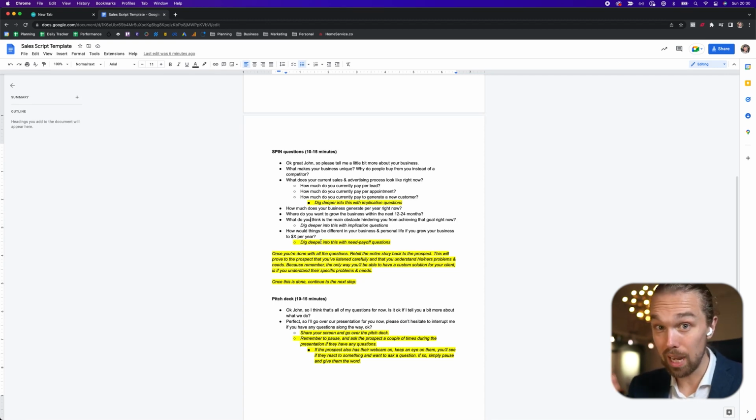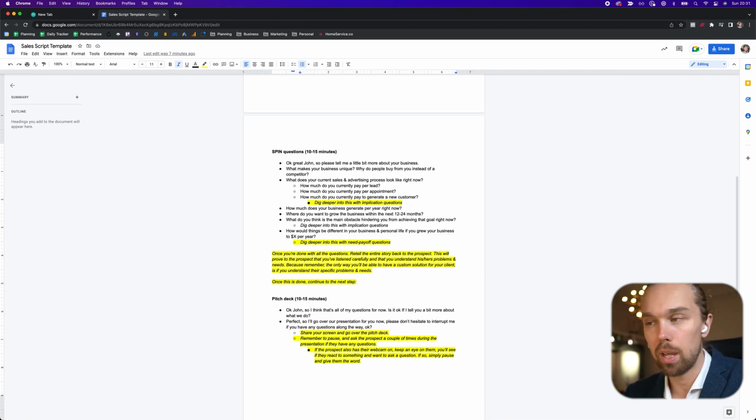So now you can do implication and need-payoff questions. You're digging deeper into it all the time. Classical SPIN, right? Ask a lot of questions, and you don't want to tell them about your solution. You want to ask questions to get them to tell you. You want to get the prospect involved in the solution, essentially. Yeah, so dig deeper into this. As mentioned, how would things be different in your business and personal life if you grew the business to $5 million per year? That's your goal, right? And then you can dig deeper into that with questions as well.